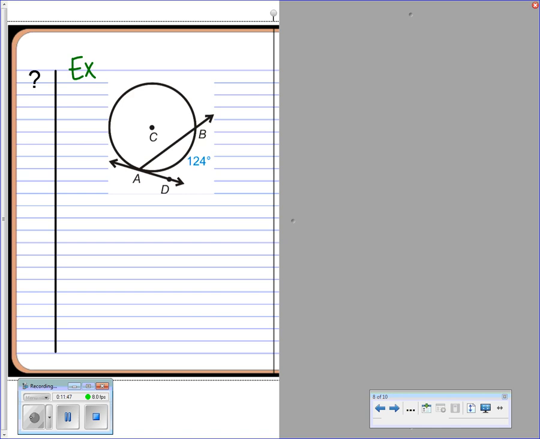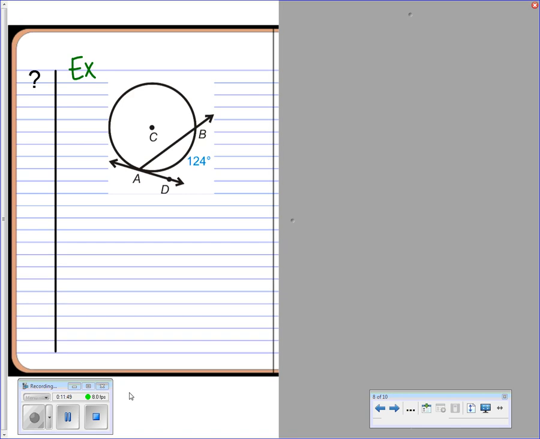Okay, so let's look at an example. Here we are. We have this drawing, and it's basically a circle with a tangent and a secant. Here's the tangent, and here's the secant. Now, that tangent is what makes it look a little bit more confusing. But if I wanted to know what that angle is right there, it would be called angle BAD.